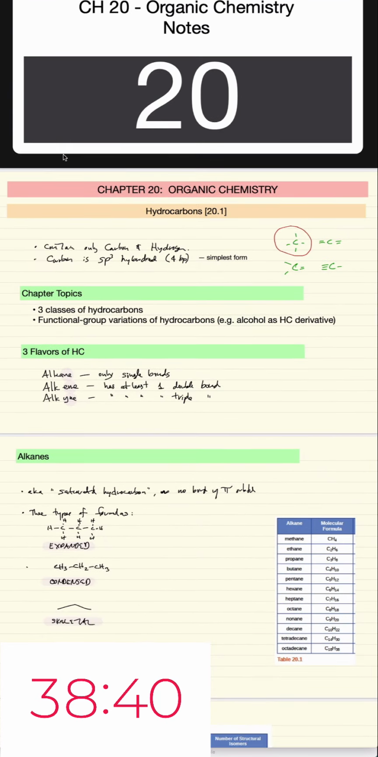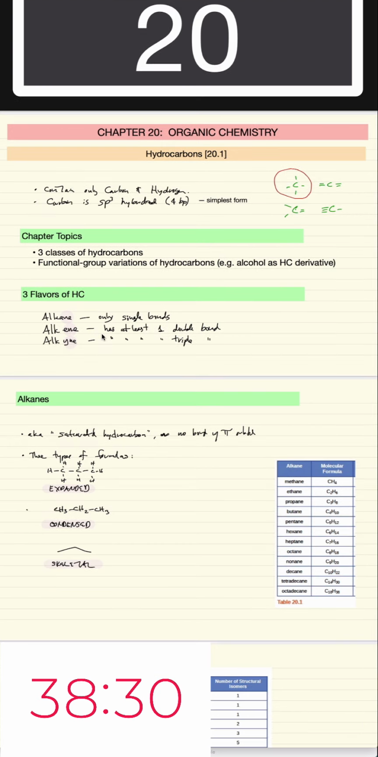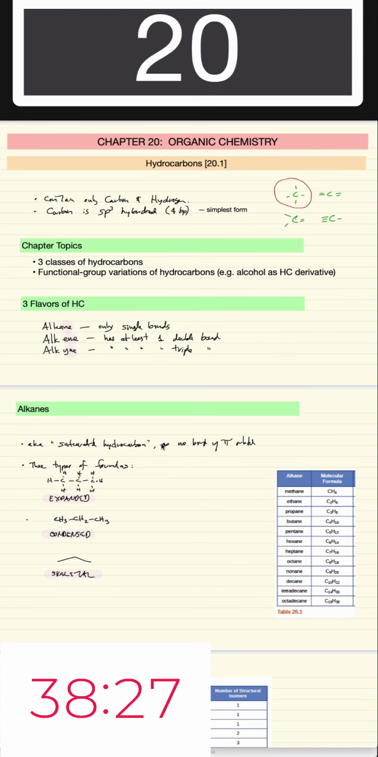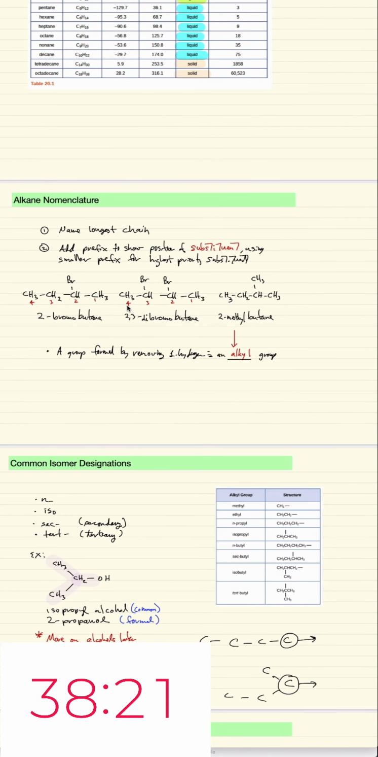There's a couple of essential topics that you need to know. Essentially, what you're supposed to do here is to be able to name some basic compounds. So to do that, you need to remember the basic rule: you find the longest branch and you start numbering it from the functional group. And there's a couple of examples here.